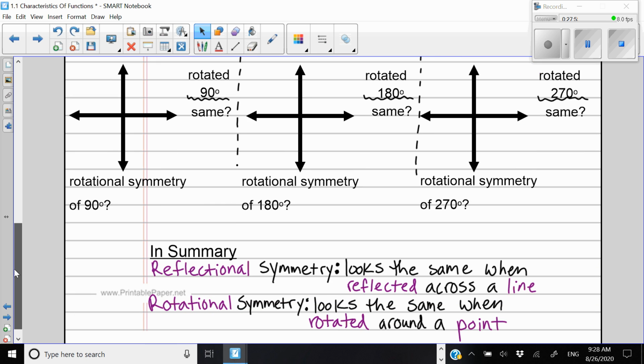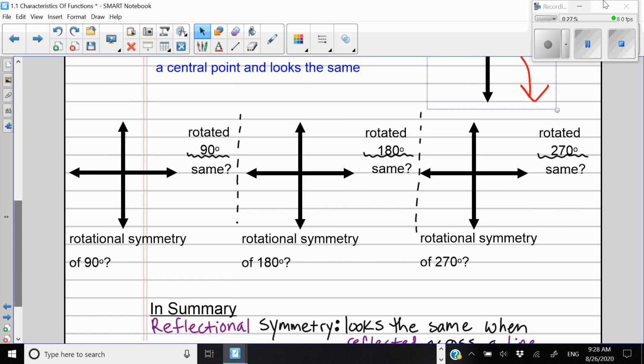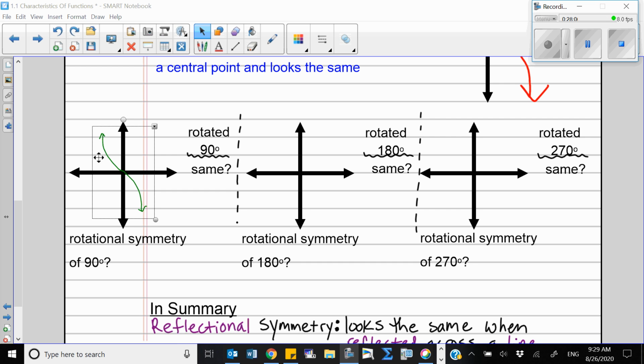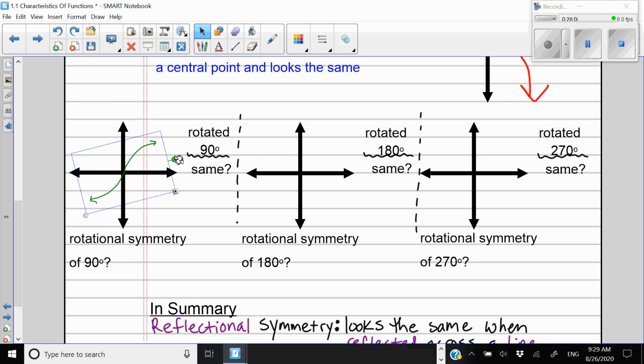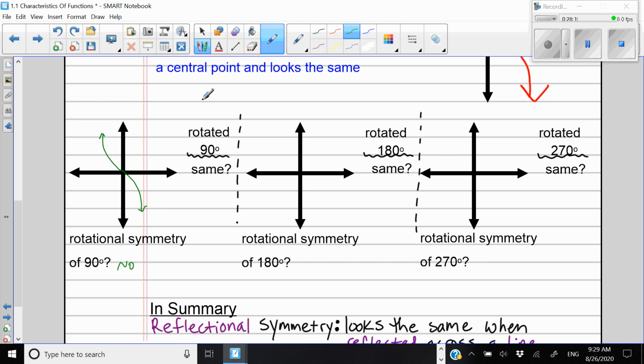I'm going to write that here for you. You see, I have this graph here. I'm going to rotate this for 90 degrees. It's going to look like this. Is it the same thing that it was before? No, it's not. So we can say that this one is not a rotational symmetry of 90 degrees, because if I rotate this shape 90 degrees, it's going to be like this. So it's not the same thing as it was before.